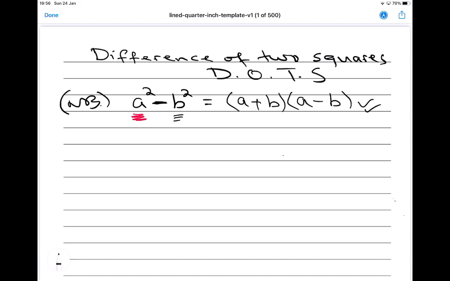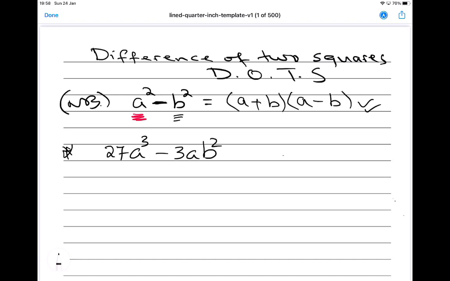Right, let's look at this other example quickly. Factorize 27a cubed minus 3ab squared. Now, as it is right now, it doesn't look like difference of two squares. That is actually not difference of two squares, because I know 27 is not a square number. I know a cubed is not a square number. A is not a square number. 3 is not a square number. So this is not difference of two squares.